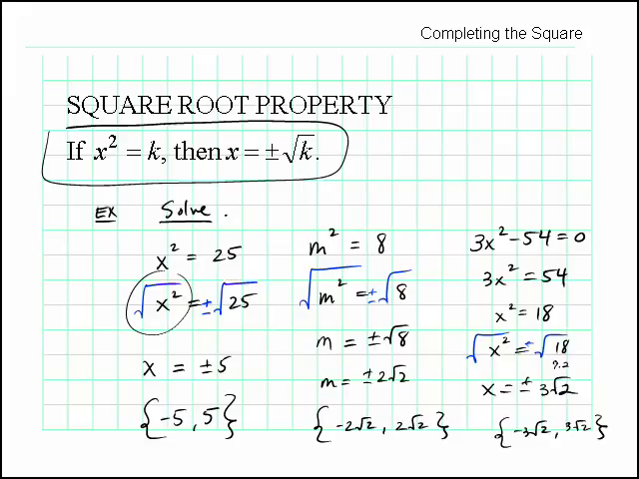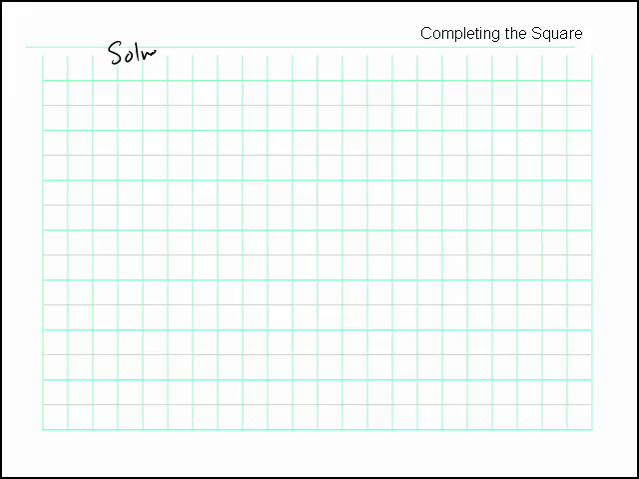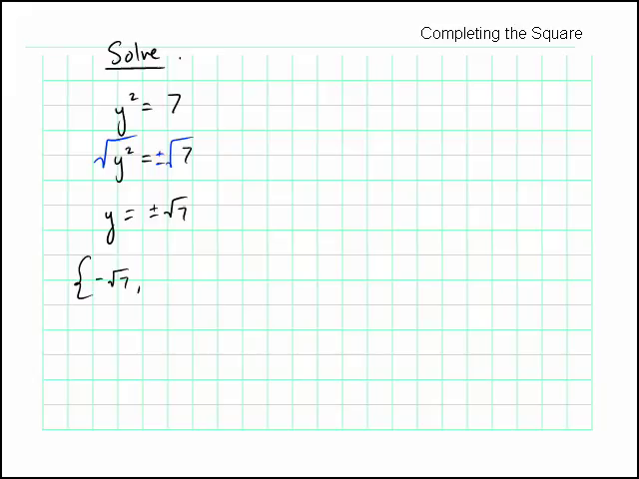And one more like this. y squared equals 7. Take the square root of both sides. There's my plus or minus sign. On the left we have y, and on the right we have plus or minus square root 7. And since you can't simplify the square root of 7, you're going to leave your answers like that. Negative square root 7 and positive square root 7.